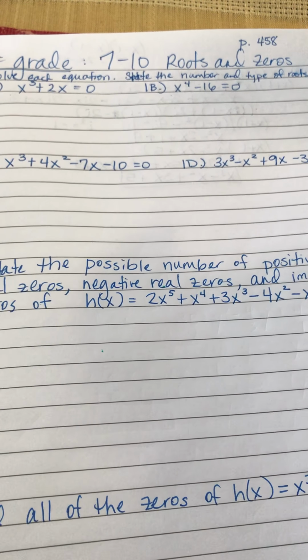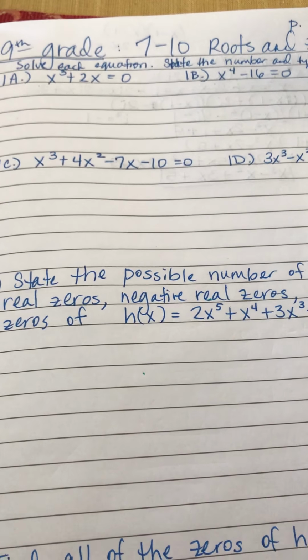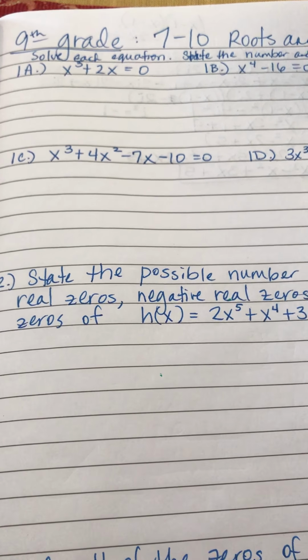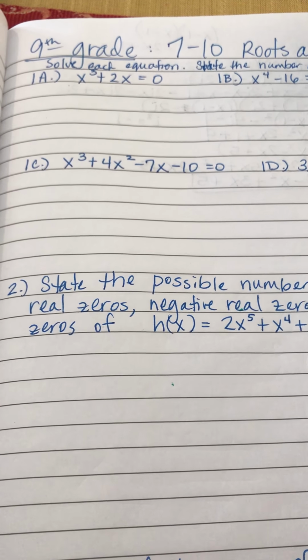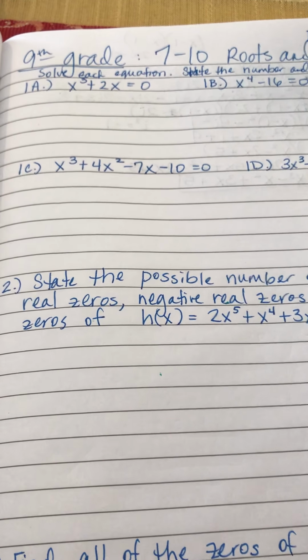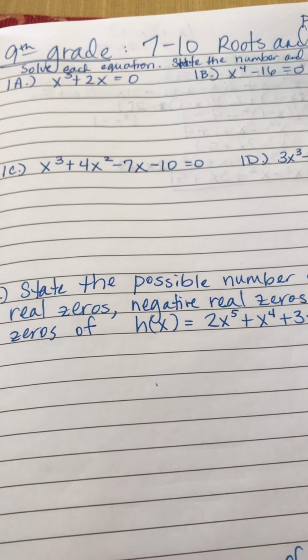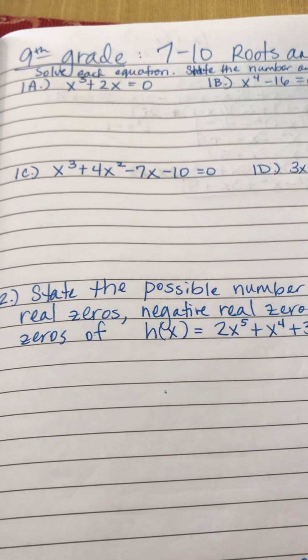7-10 Roots and Zeros on page 458 is pretty complicated, so if you can get the basic ideas, that would be good, and then using the answer choices that they give you would probably be your best bet. Just plug the solutions into the equation to see which ones work. Now you're going to have imaginary solutions also, which is anything that has an i with it. That's an imaginary solution, so it's not a real solution.